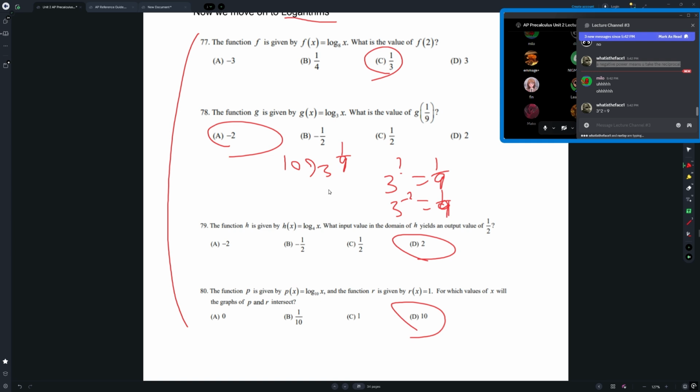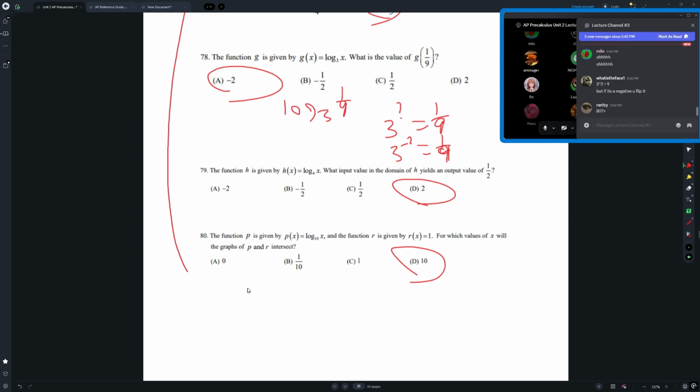Any other questions on these? 80. So for 80, the way you do this is you would say log base 10 of x is equal to 1, and then you do the same thing I did up here by switching from log to exponential. It would be 10 to the 1 is equal to x, because it's your log base to the power of your answer equaling your argument. So that's why x is equal to 10. Does that make sense?